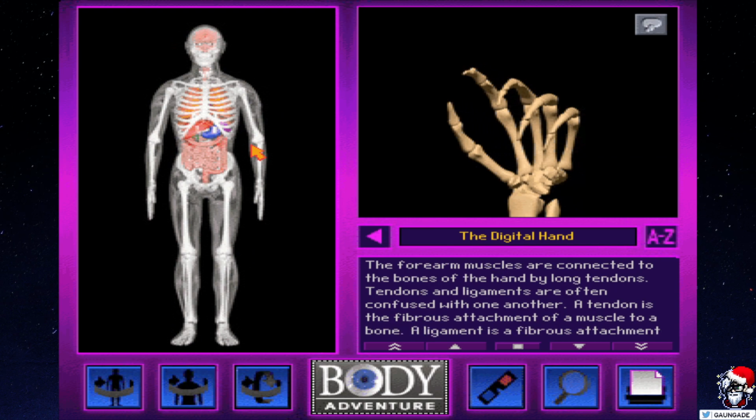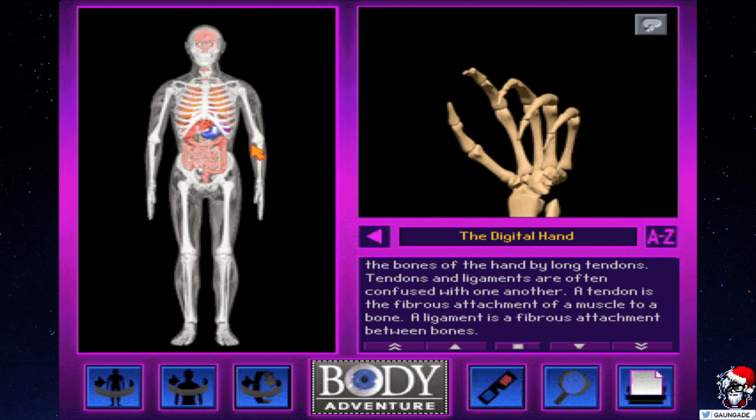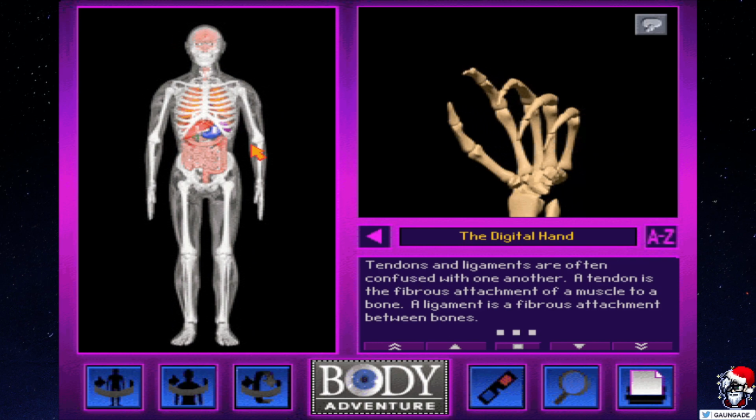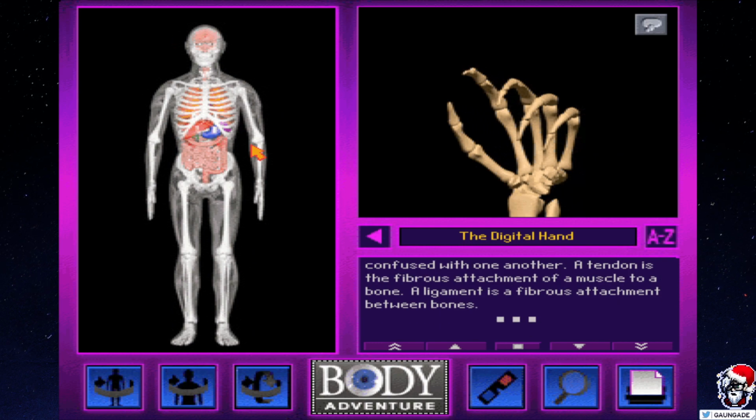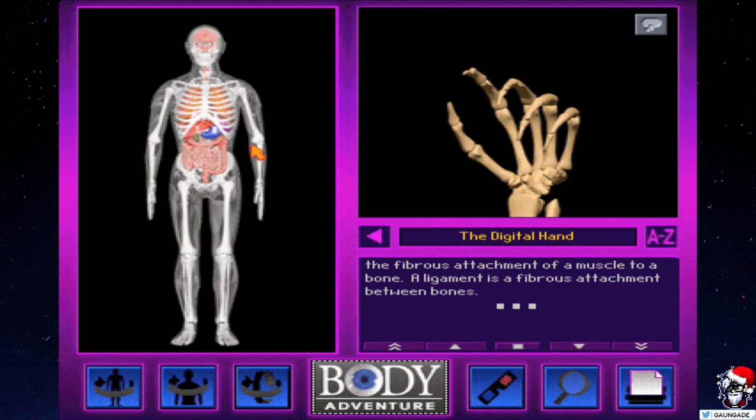Tendons and ligaments are often confused with one another. A tendon is the fibrous attachment of a muscle to a bone. A ligament is a fibrous attachment between bones.